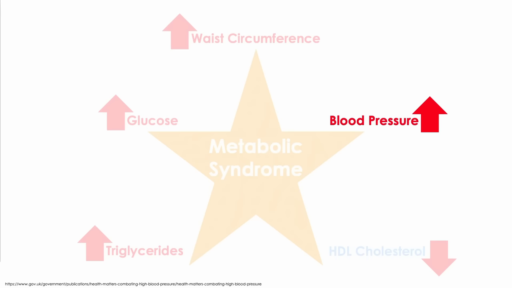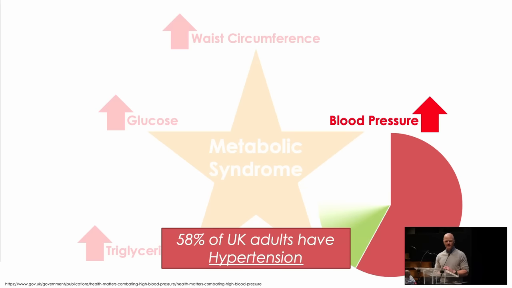Now, within the UK, the problem actually might be a little worse than we think. Because within the UK, we know that 58% of adults, almost 6 in 10, have confirmed hypertension. And hypertension is a part of the metabolic syndrome. Indeed, it's a critical part, and it's often the first sign that something's gone awry, because while we might not measure all the other things too often, we are always measuring blood pressure.